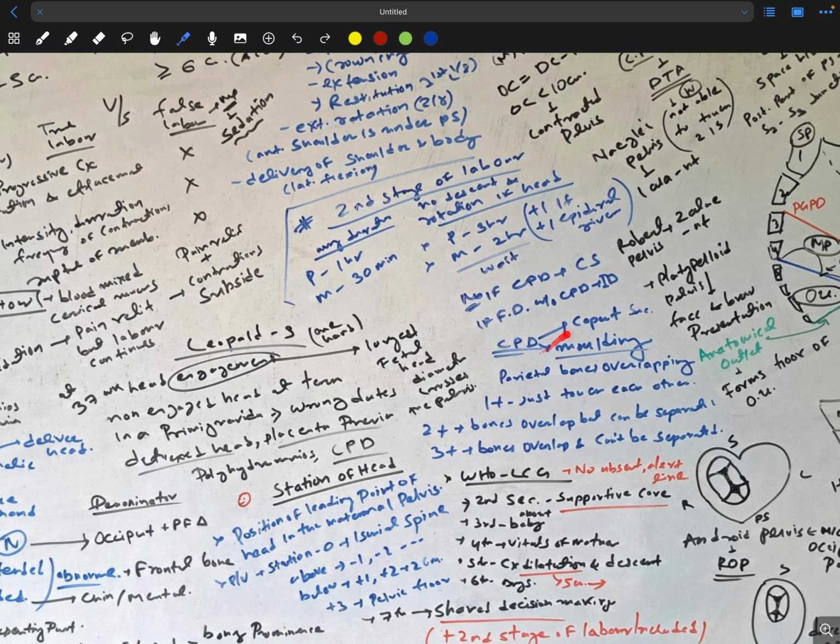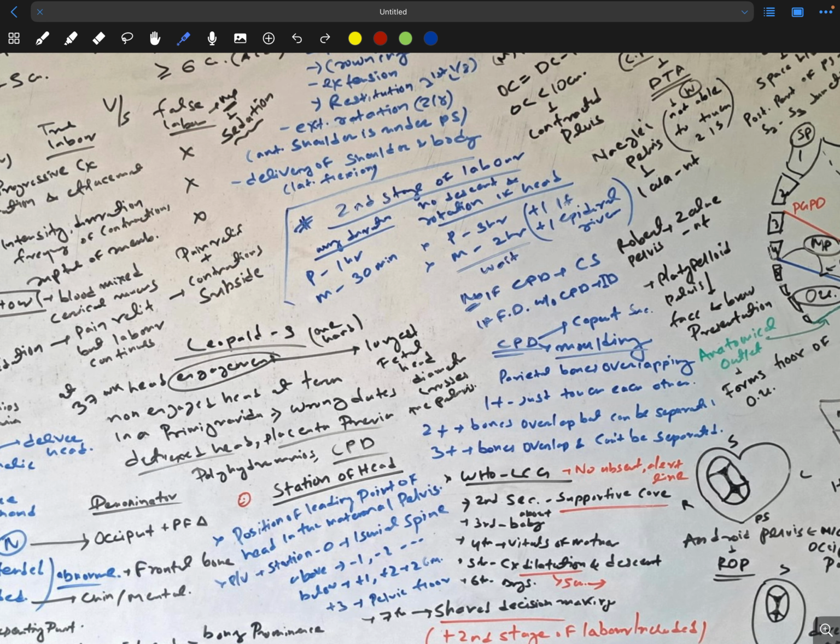So in case of CPD, one thing we see is caput succedaneum, that is edema. Another thing we see is molding. Molding means the parietal bones overlapping each other. Normally molding is also seen when the baby is passing; the bones overlap with each other and the baby passes through. This happens in vertex presentation. In vertex presentation, the parietal bones can overlap or cross each other, which leads to narrowing of the diameter of the head, and it will pass easily.